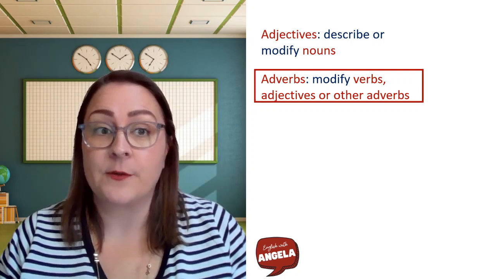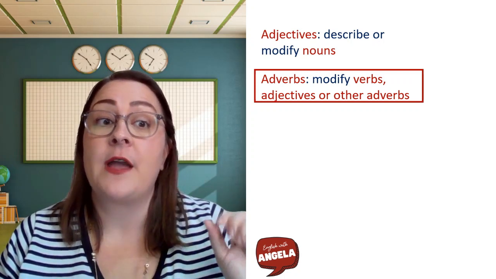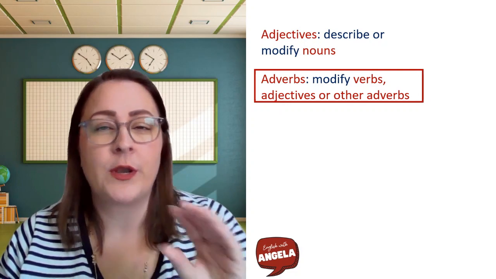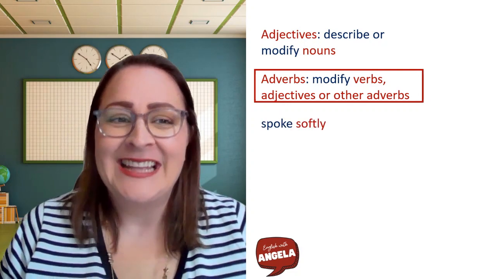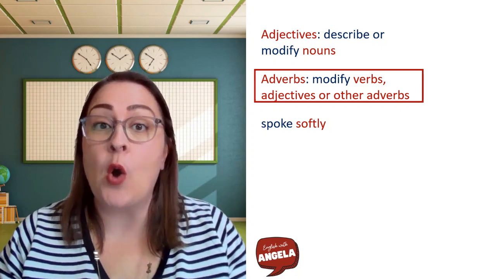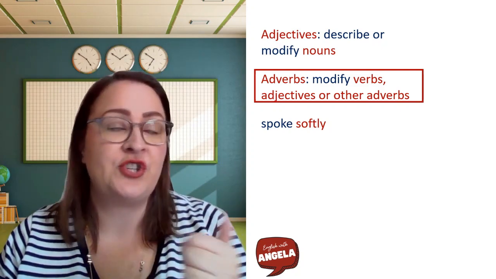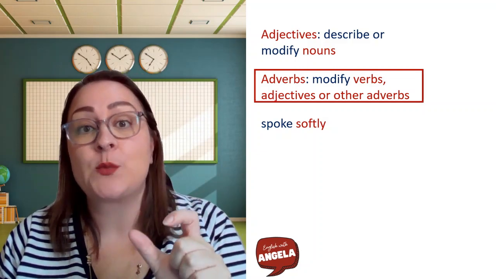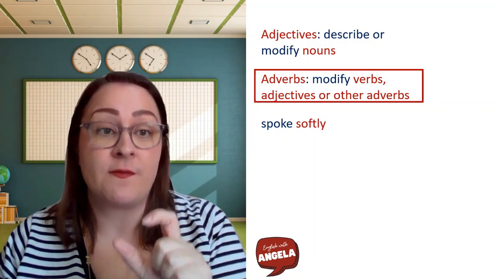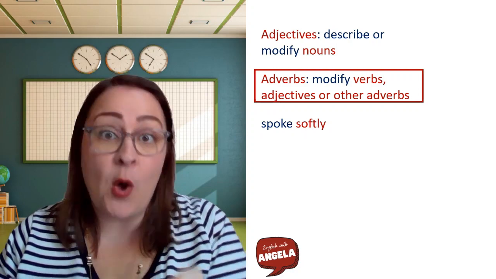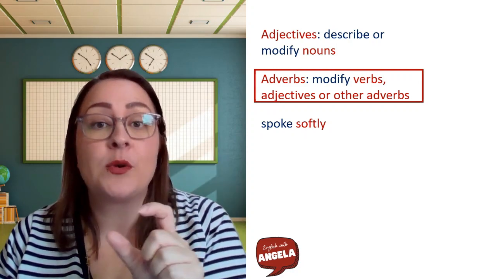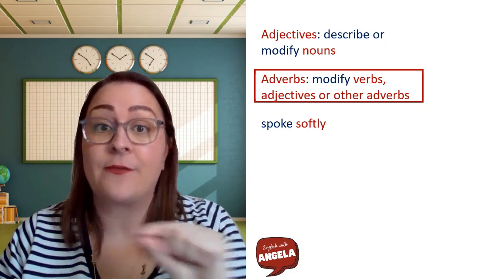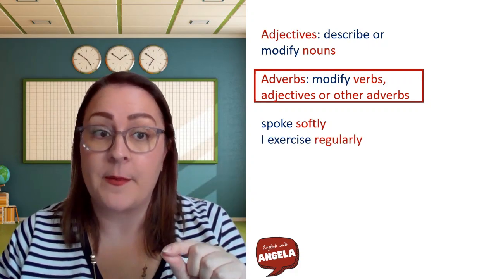How about adverbs? So adverbs modify verbs, adjectives, or other adverbs. We're going to work at this very simply. Let's look at an example. So spoke softly. So she spoke, I spoke, doesn't matter. What we're doing is we're giving more information on the verb. So we could say spoke loudly. Yeah, but we're saying spoke softly. So softly is our adverb. It's describing our verb.